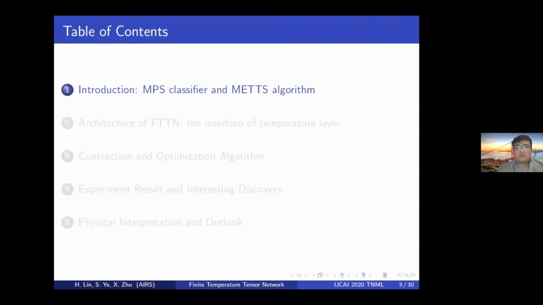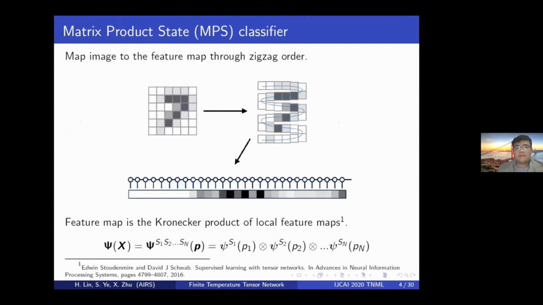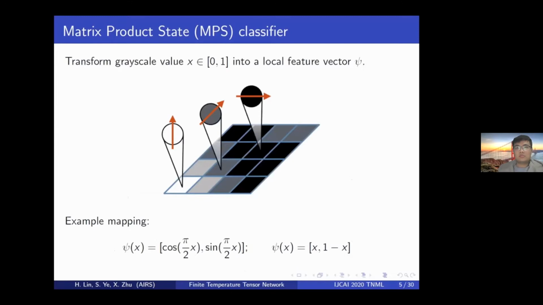For illustration, we focus on the image classification task, even though this adjustment can be used for other tasks. As shown in the slides, the two-dimensional image is mapped into a one-dimensional chain through a zigzag order. Following this order, the entire feature map is formed by the tensor product of all local feature maps. The local feature map can be a non-linear kernel, like a trigonometric function. It can also be a one-hot-like coding. Actually, the local feature map is not the core part of this work.